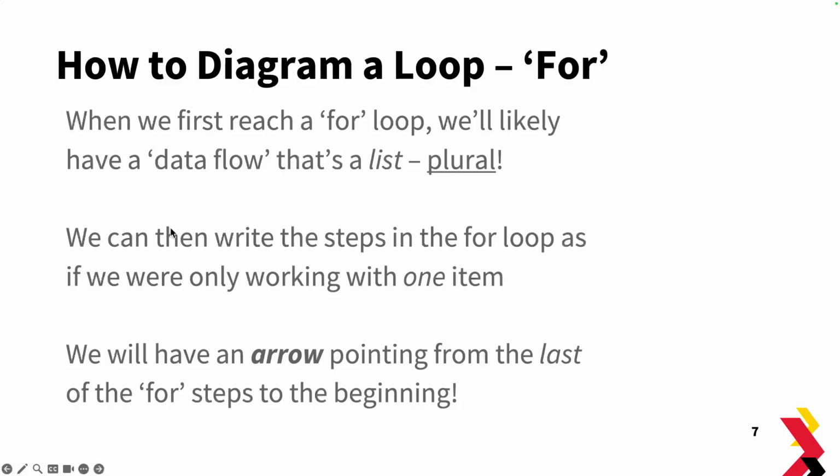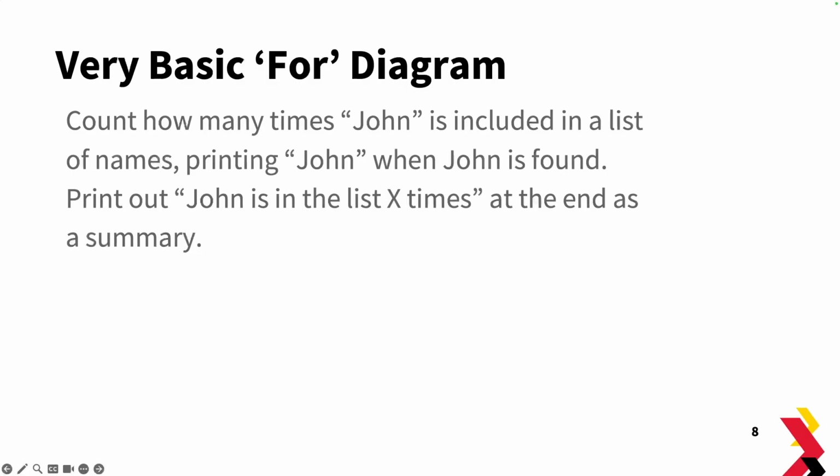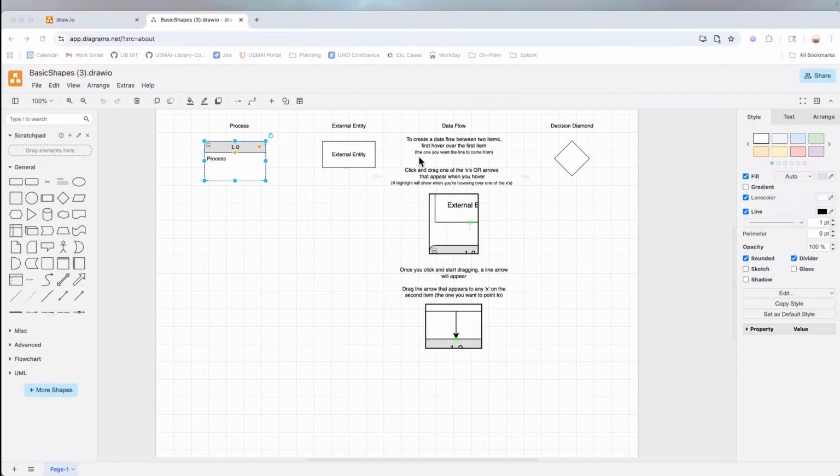So I wanted to start a new diagram here, and I'm going to talk about an example. We'll go to our very basic example here. Count how many times John is included in a list of names. We're also going to print John when John is found. Lastly, we're going to print "John is in the list X times" at the end as a summary. Okay? So let's take a look here.